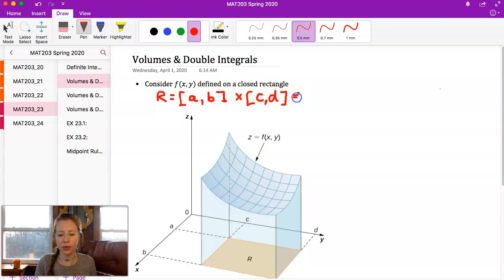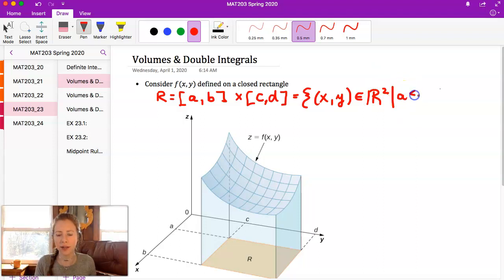Okay, and so that's going to be equal to, do brackets, x and y, which are elements of R squared, so the reals squared, such that, so this bar means such that, a is less than or equal to x is less than or equal to b. So that's our interval along the x. And c, I can't fit it next to a, so I'm just going to put it below. And c is less than or equal to y is less than or equal to d.